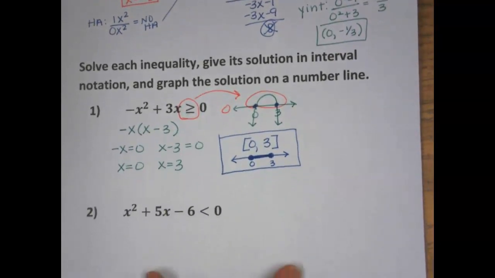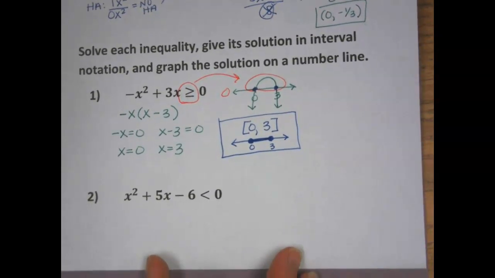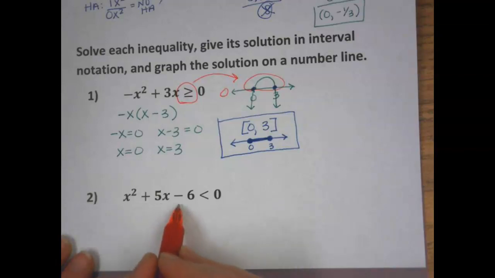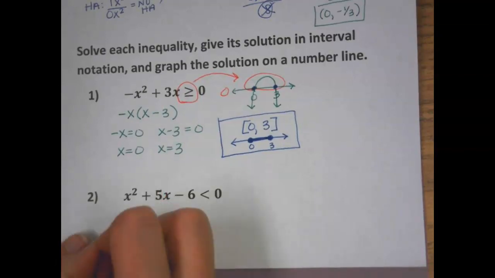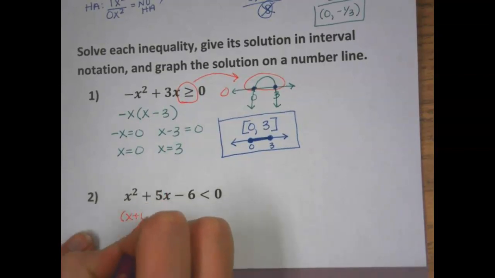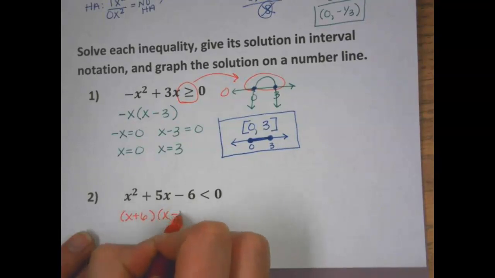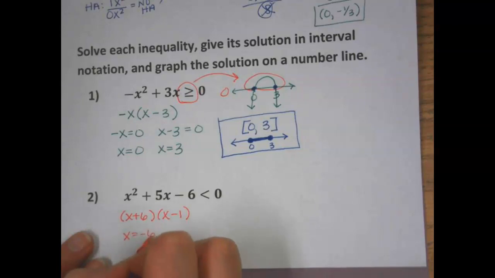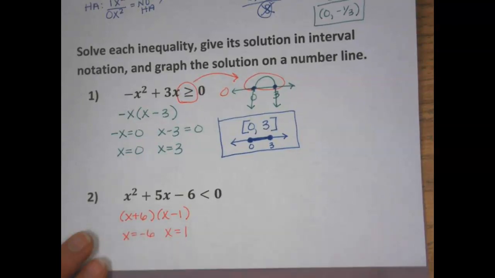Well, let's try another one. x squared plus 5x minus 6. All right, so just like last time, we are going to start by factoring. So we're going to factor x squared plus 5x minus 6. That's x plus 6 times x minus 1. So we get x equals negative 6 and x equals 1.